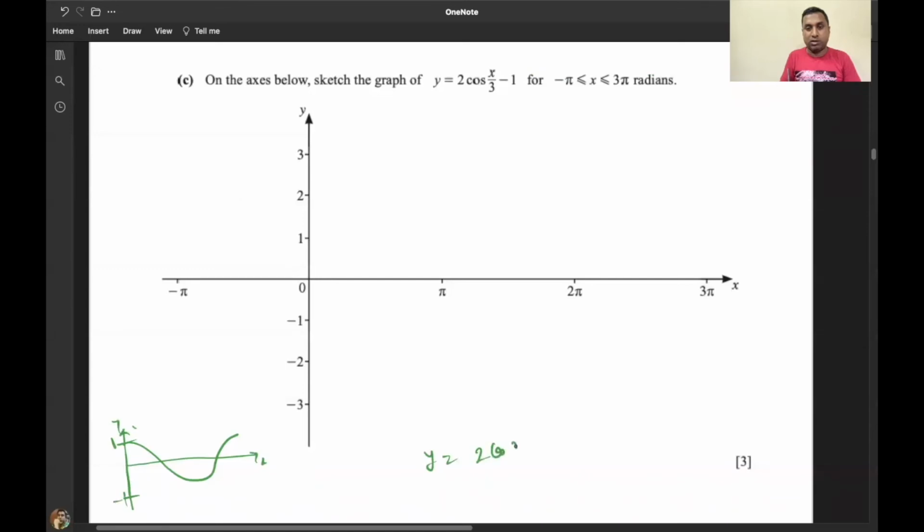2 cos x by 3 minus 1. If you substitute 1, then y max is 2 into 1 minus 1, that is 1. And y minimum, if you put -1, will be -3. So we have maximum 1 and minimum -3. This graph lies between these 2 points.